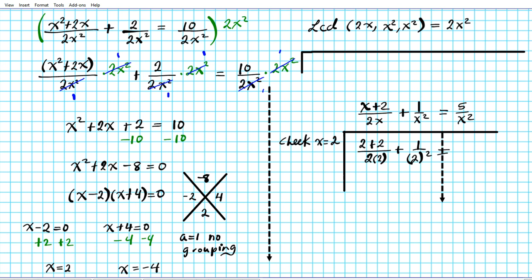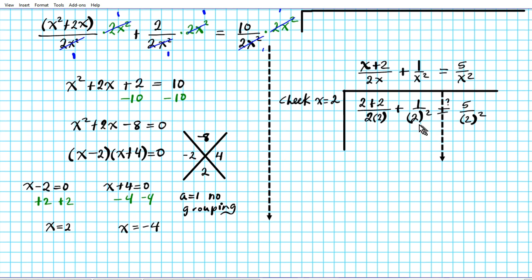The question now is, is this equal to 5 over 2 squared? Okay, so all we'll do is simplify the left side and the right side and see if we arrive at an equality. Following the order of operations, we'll simplify the left side and right side simultaneously. So here in the numerator, since it's separated from the denominator, we can go ahead and add that. 4 over 2 times 2 is 4, plus 1 over 2 squared is 4.